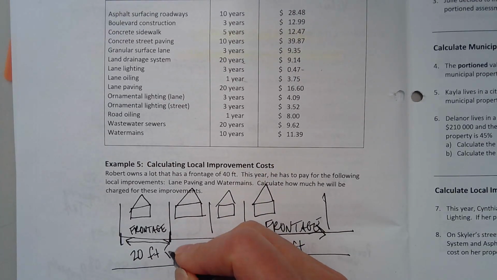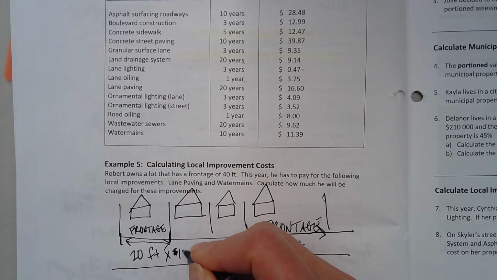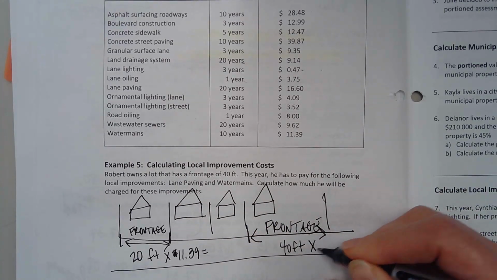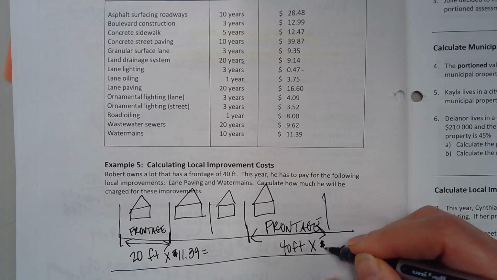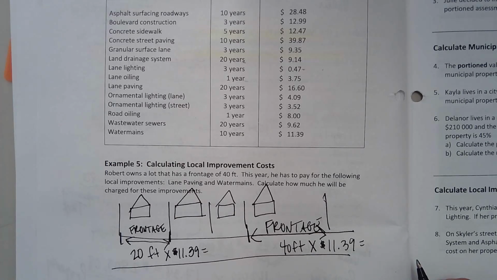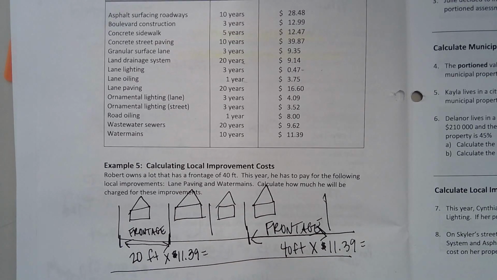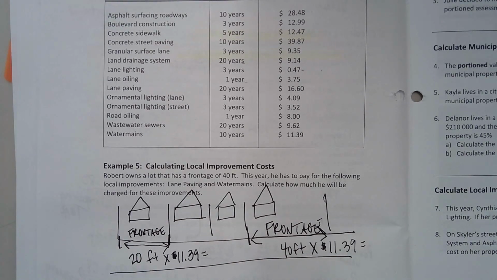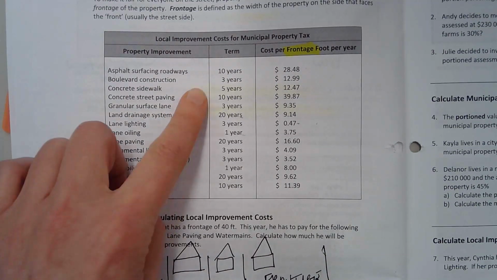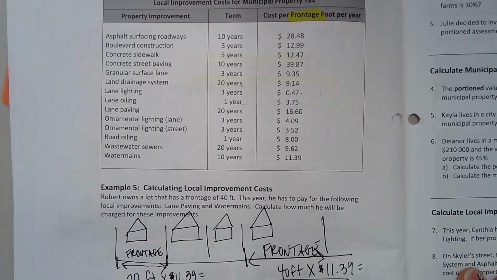I would only get charged 20 feet at $11.39. My neighbors would get charged 40 feet at $11.39, right? And that just gets added onto your property tax. That makes sense? So local improvements don't happen every year. There's a certain number of years you have to pay, and it's all in the City of Winnipeg manual or handbook that you could look up probably online.